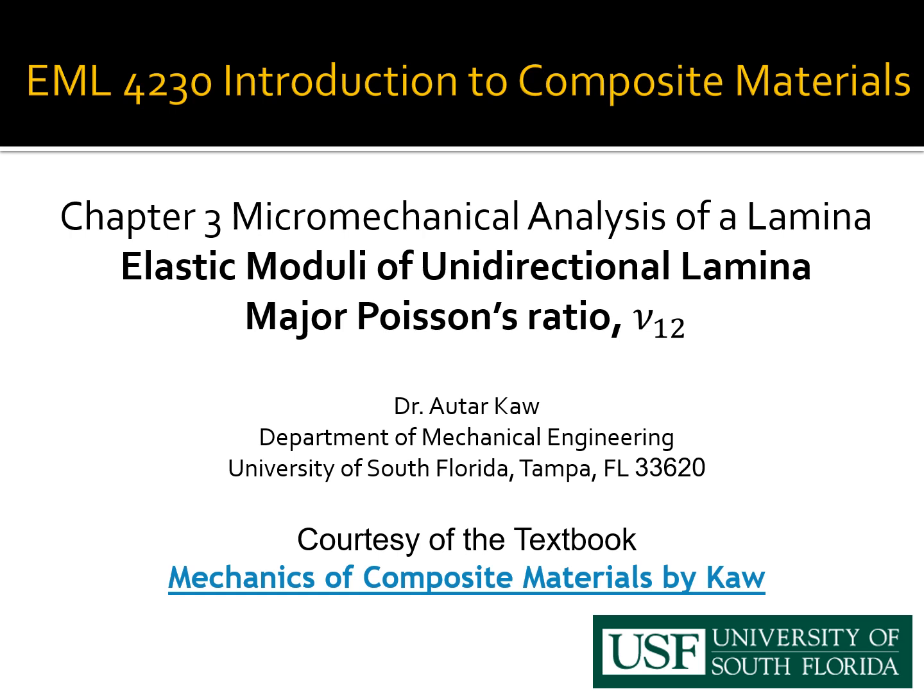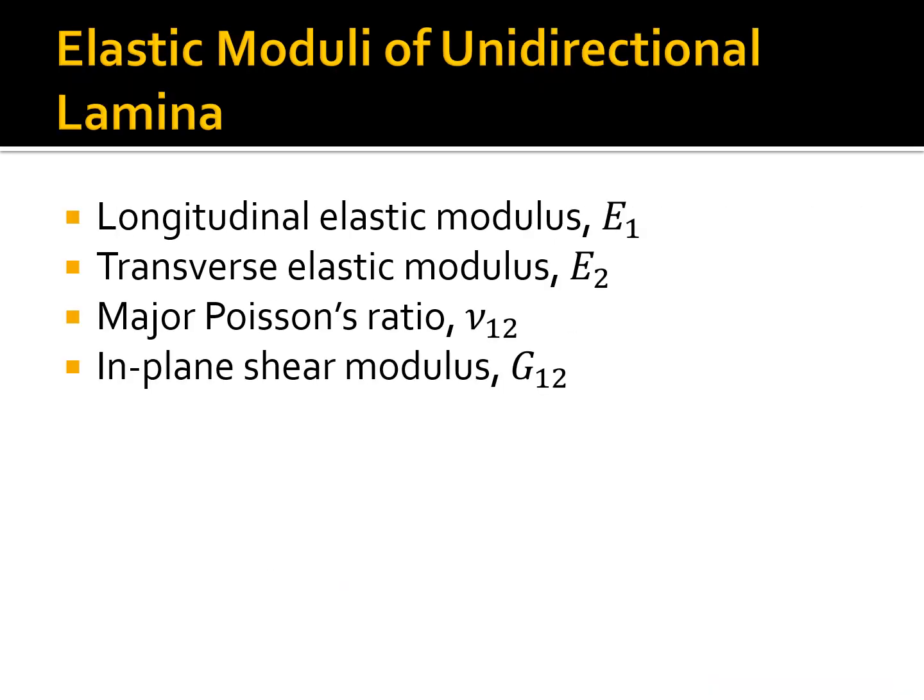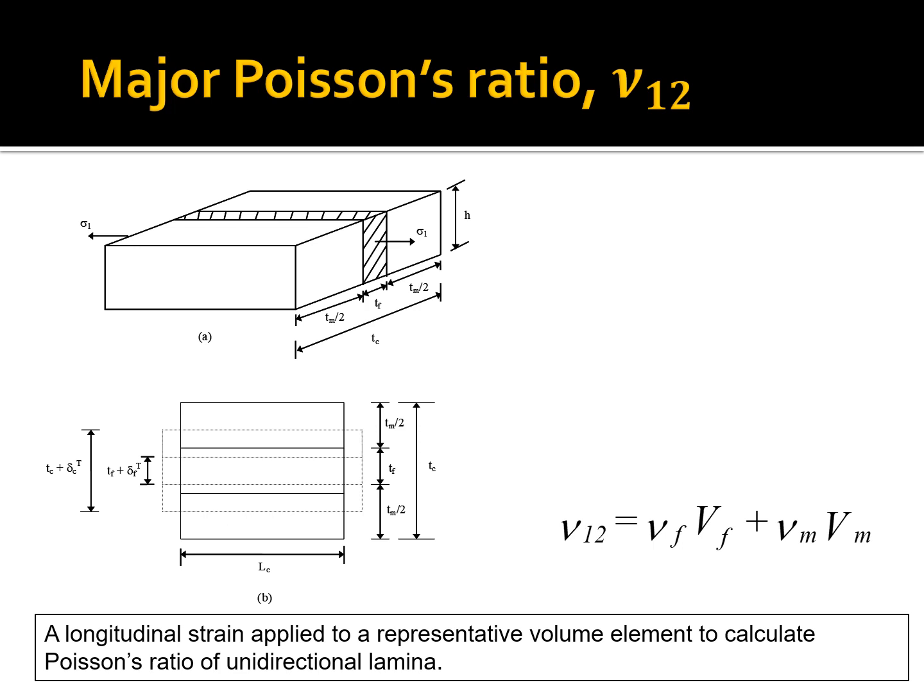In this segment, we will continue our discussion on finding elastic moduli of unidirectional lamina. We'll concentrate on nu12 here. You have already looked at the video lectures for E1 and E2. Let's see how we can find the Poisson's ratio nu12. We are not going to go through the derivation for this one because it's very similar to what was done for other derivations. But you can look at the textbook and follow it yourself.